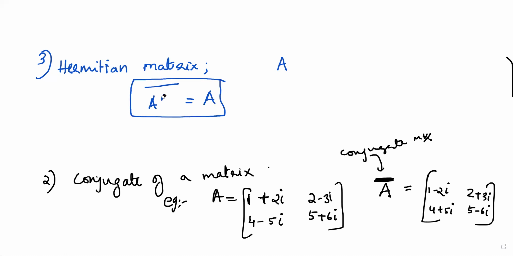What I'll do, I'll first take the transpose. Then I'll take the conjugate. Then if I'm getting the same matrix as the answer, that is known as Hermitian matrix. Understood?